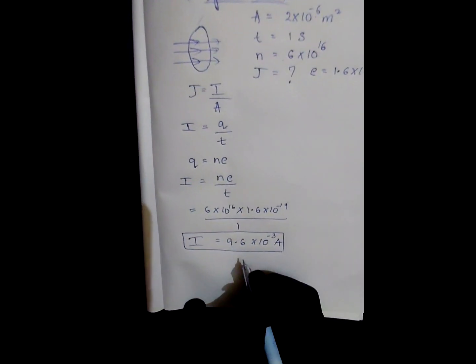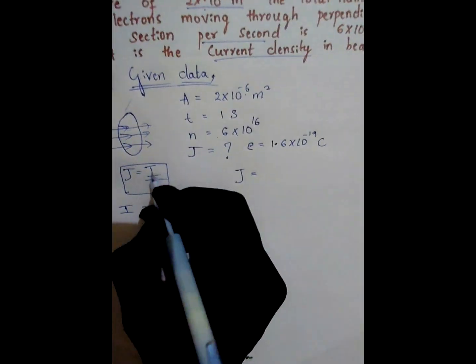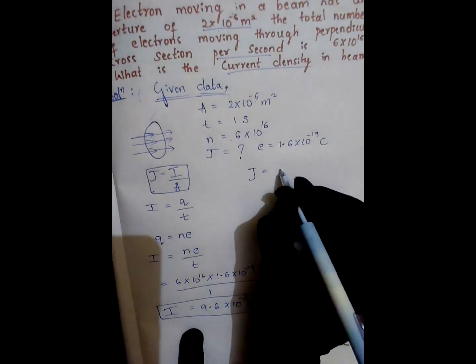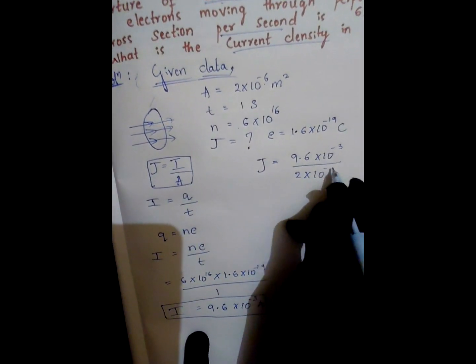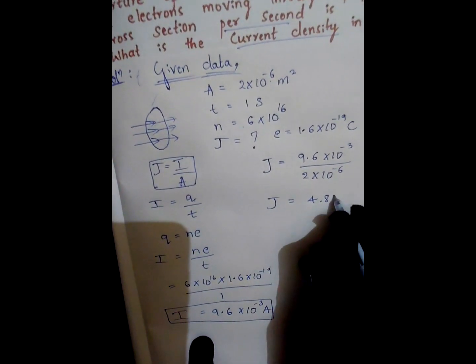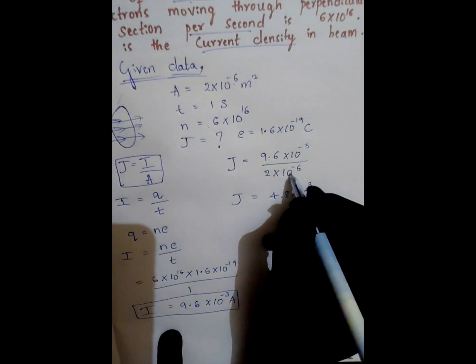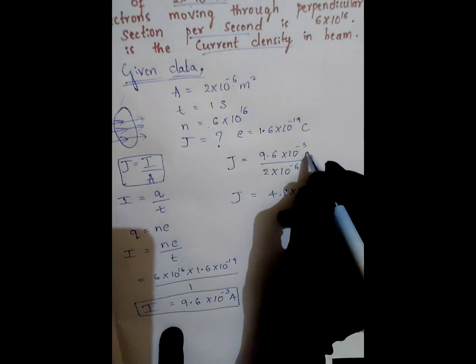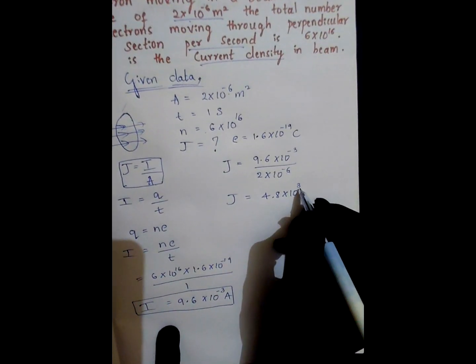Now, I is there. So we substitute the I value in the formula J equal to I divided by A. So J equal to I. I means how much here? 9.6 into 10 to the power minus 3 divided by area. Area, how much here? 2 into 10 to the power minus 6. After simplification, we get the J value: 4.8 into 10 to the power 3. Minus 6 is there. If this 10 to the power minus 6 goes upside, we get 10 to the power plus 6. 10 to the power plus 6, 10 to the power minus 3. The answer is 10 to the power plus 3.